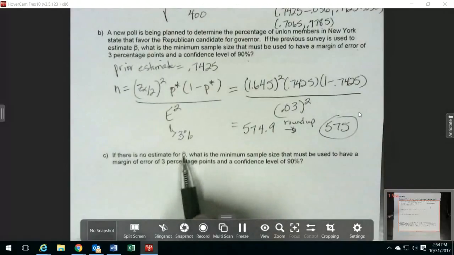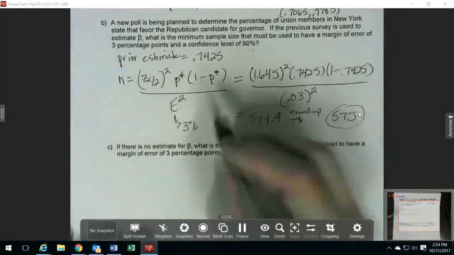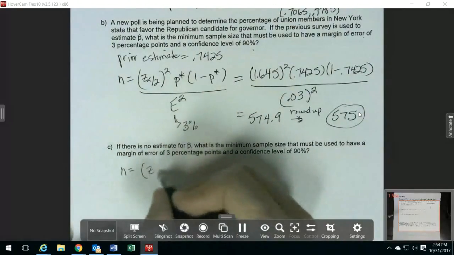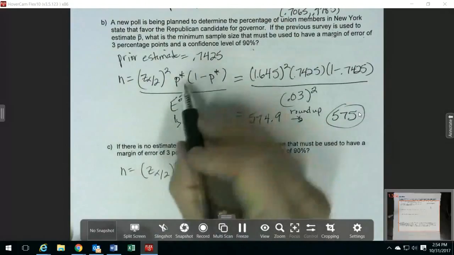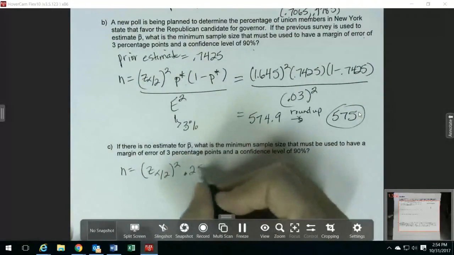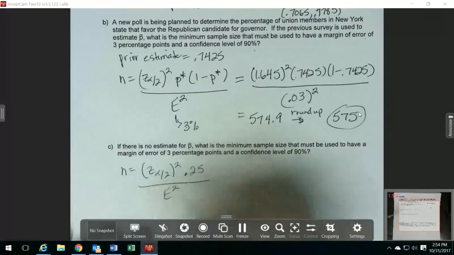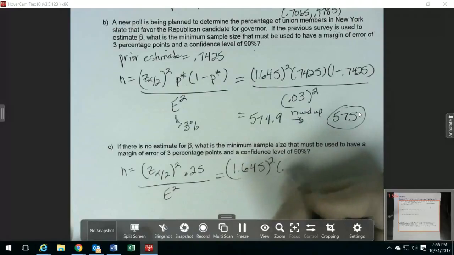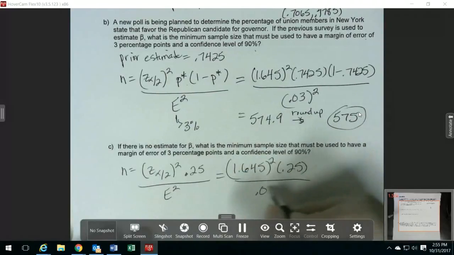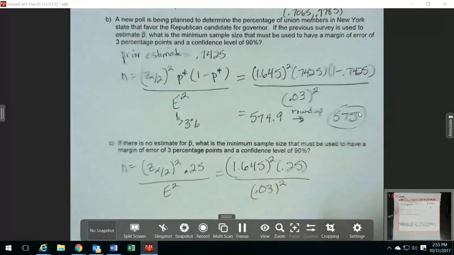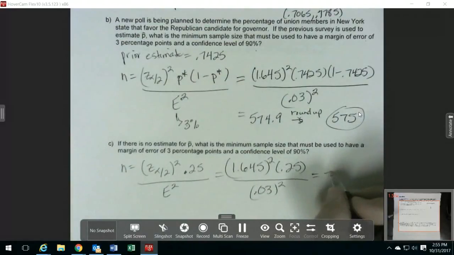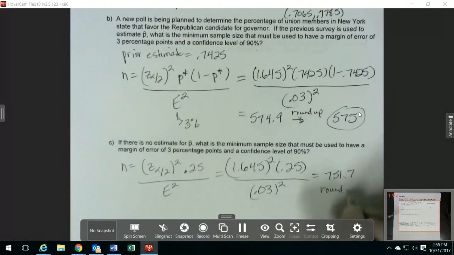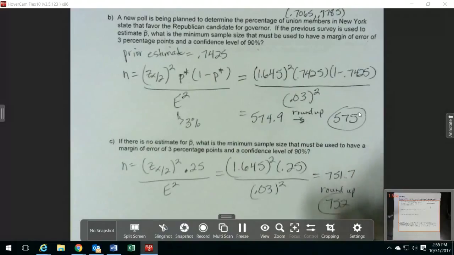Okay, now if I'm doing the same thing, but there's no prior estimate for the sample proportion, then my formula, instead of these 2 things here, I just have a 0.25. So this formula is actually a little bit easier. Okay, so this one gives me 751.7. I'm going to round that up to 752.